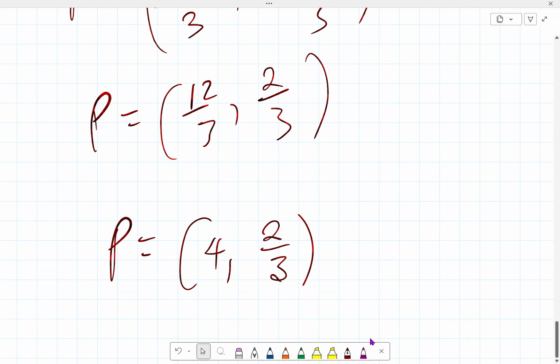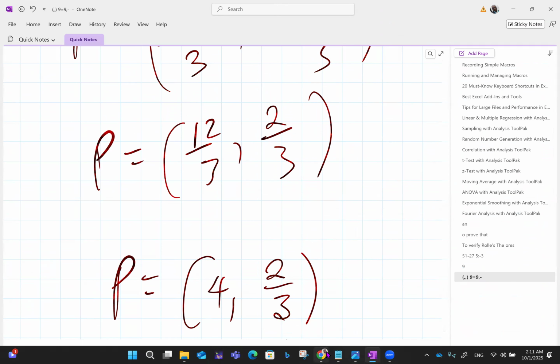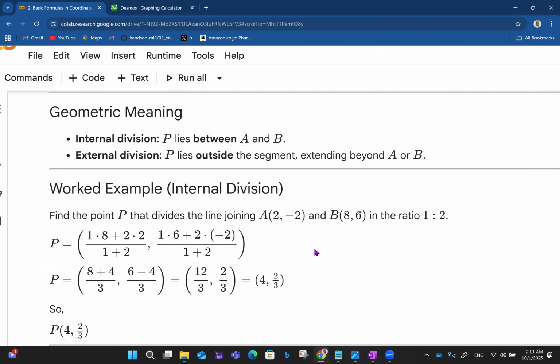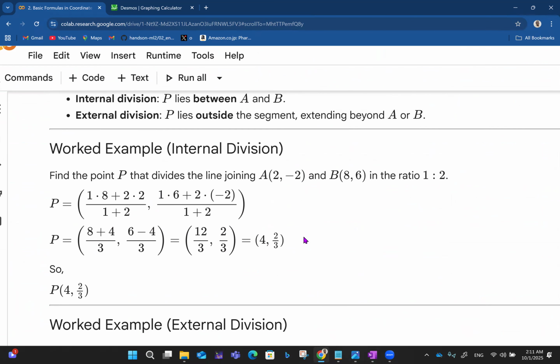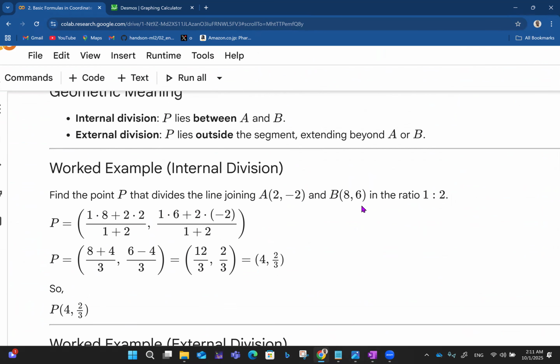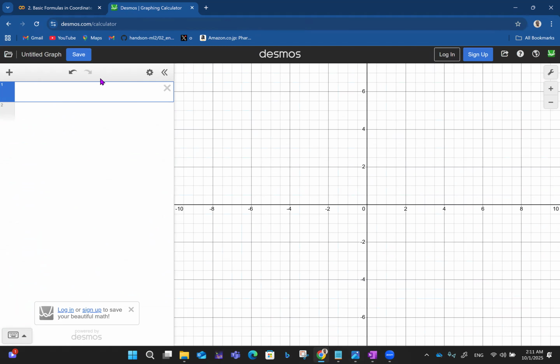Well, I mean, to save time, I'll just go to Desmos to indicate all the necessary points here. So we want to divide 2 minus 2, and 8 comma 6 in the ratio 1 to 2. So I go to Desmos. So first of all, we have 2 minus 2. Okay, so the label for that is A. So you can see 2 minus 2 right here. So that's A, 2 comma minus 2.